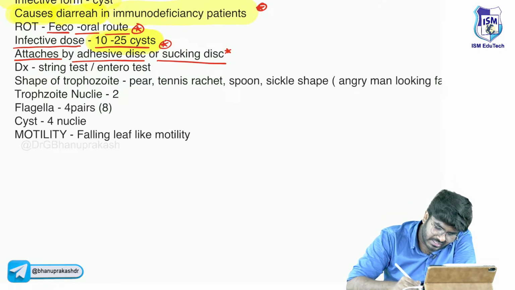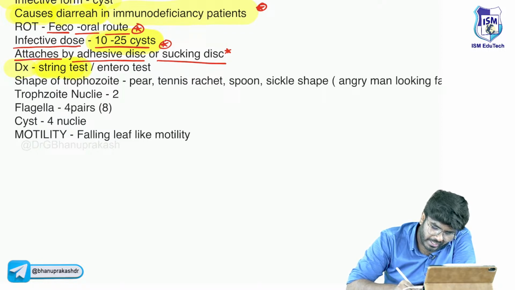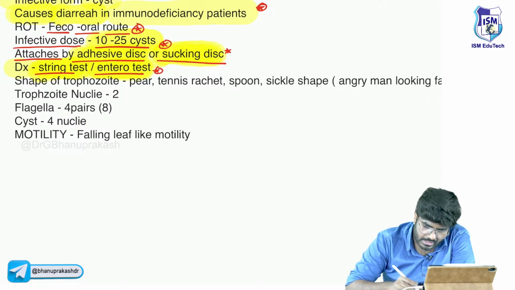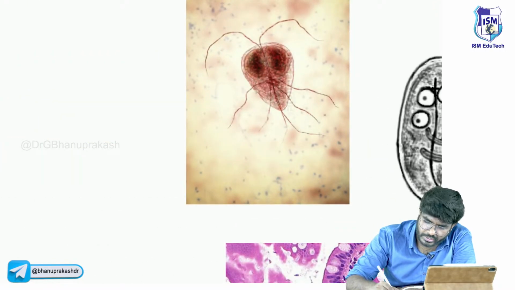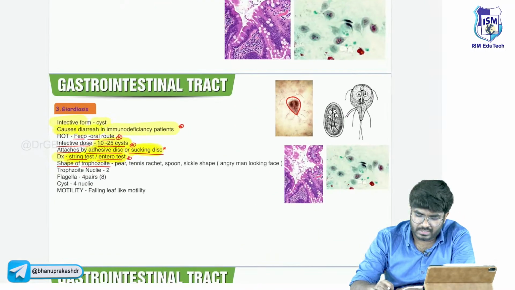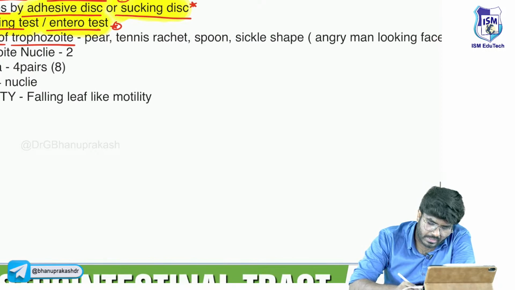Okay, so what is the test done? The test done is the Entero test or string test. So the diagnostic test for Giardia lamblia is the string test or Entero test. MCQ. The shape of the trophozoite is very important, sir. If you look at this organism, it's going to be pear shaped. It looks like a pear, sir. The pear fruit. Okay, pear shaped.